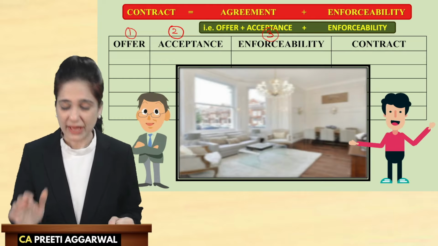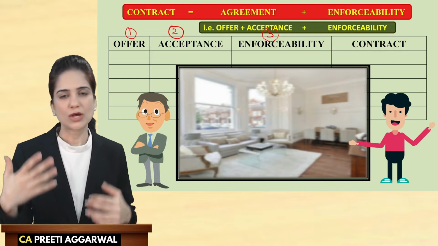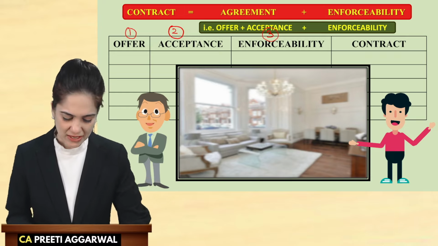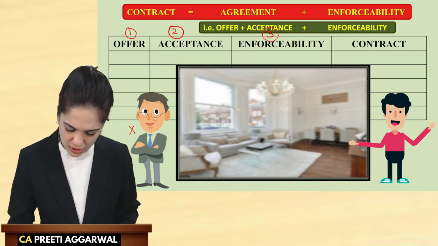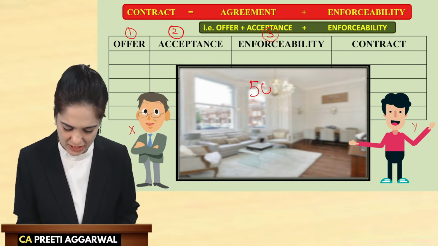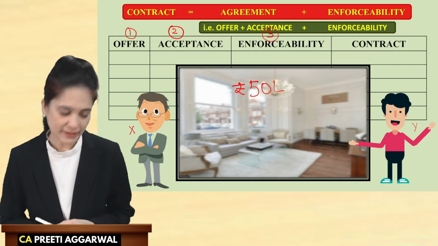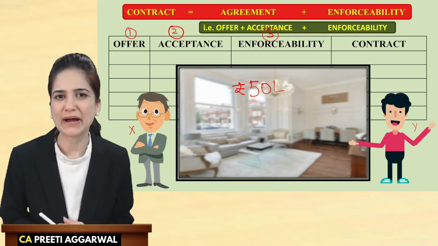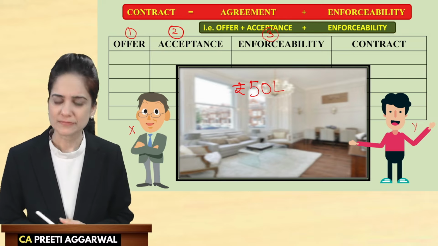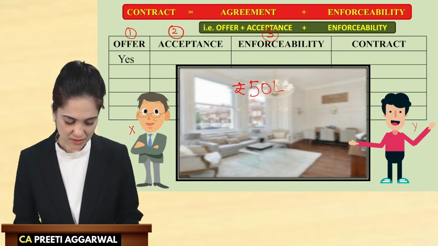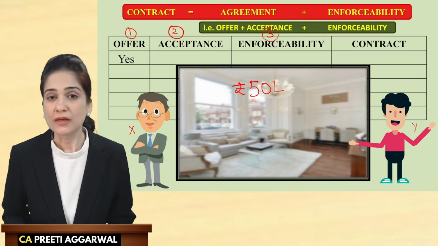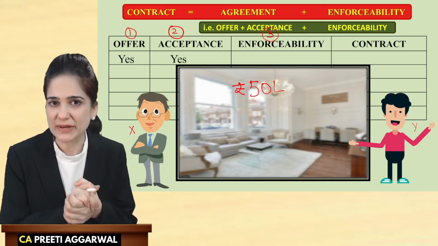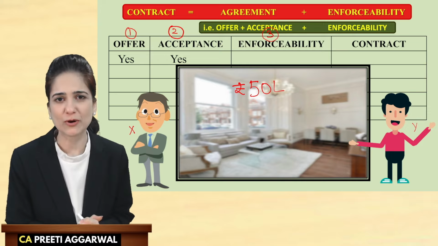Mr. X agrees to sell his house to Mr. Y for 50 lakh rupees. All right. So X asked Y, will you buy my flat for 50 lakh? He said, yes, I will buy it. Was there offer? Yes. Was it accepted? Yes. What does it become? It becomes an agreement. But to make a contract, I need enforceability also.